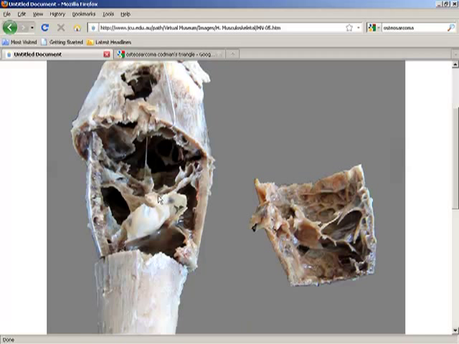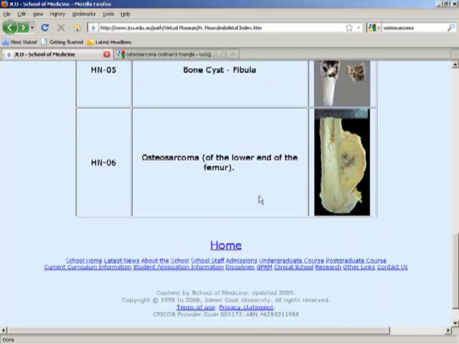Okay, so I'm just saying this one is just labeled as bone cyst. So bone cyst can be congenital, can be acquired by tumors or by hyperparathyroidism. You cannot diagnose what type it is just by looking at this specimen. It's simple, just a bone cyst.